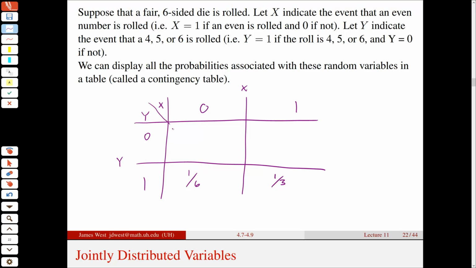Now if X is 0 and Y is 0, that means we must have rolled an odd, and it had to be 1, 2, or 3, which leaves us 2 options out of 6, so the probability would be 1/3. If X is 1, then it's even. If Y is 0, then it's 1, 2, or 3. The only possibility is 2, and so our probability is 1/6. Note that if we sum up over all possible values of X and all possible values of Y, the probability of X and Y, we get 1, as we should.